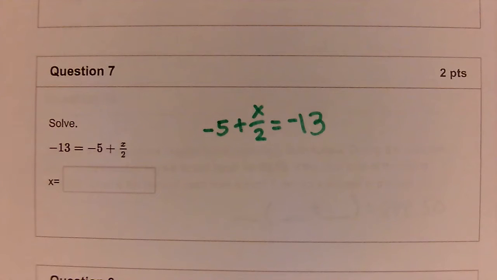Don't forget to get rid of your negative 5 first. What's the opposite of negative 5 to both sides? And then when you bring down x divided by 2, what's the opposite of dividing by 2? You will do that to both sides.